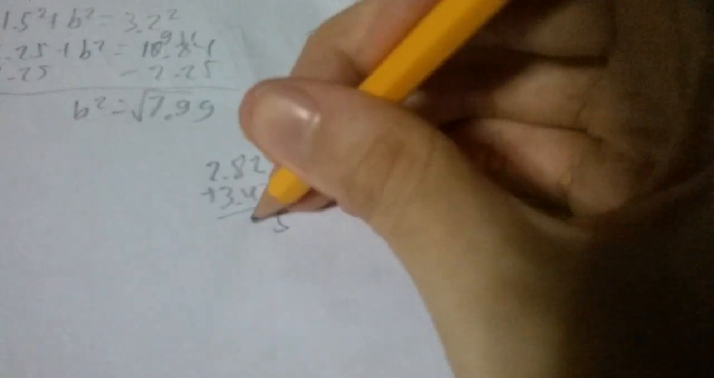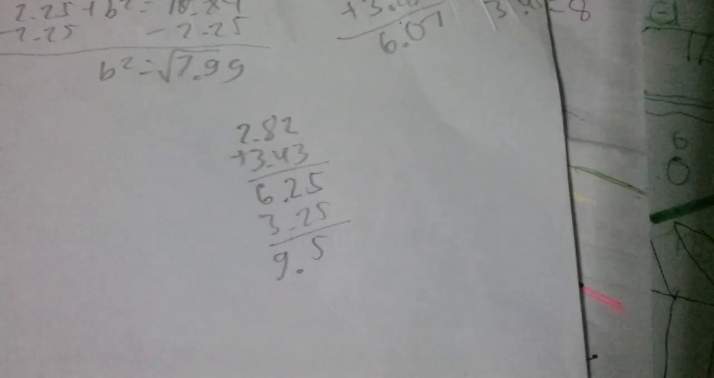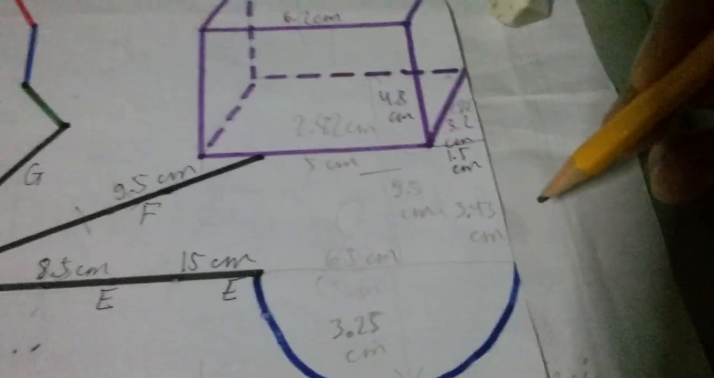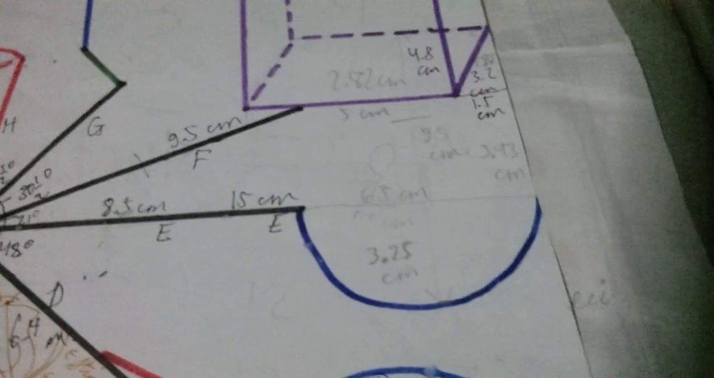This becomes 5, 12, 6. So 6.25. So plus 3.25, we should get 9.5. Tama? Okay? So dapat the measure of this entire thing is 6.25. Okay? 6.25. So 1, 2, 3, 4, 5. What's only missing na lang is this blue arc.